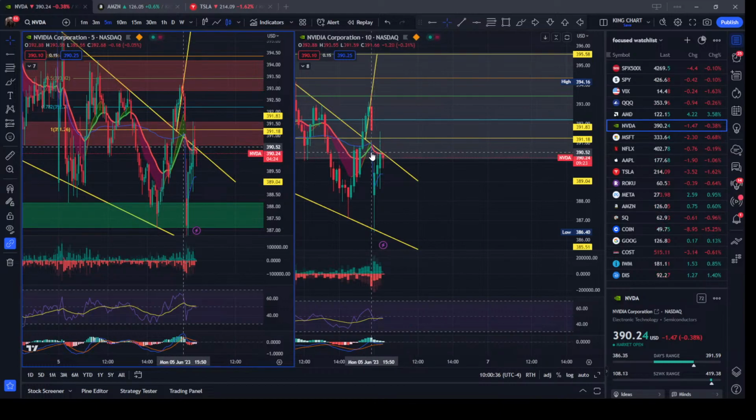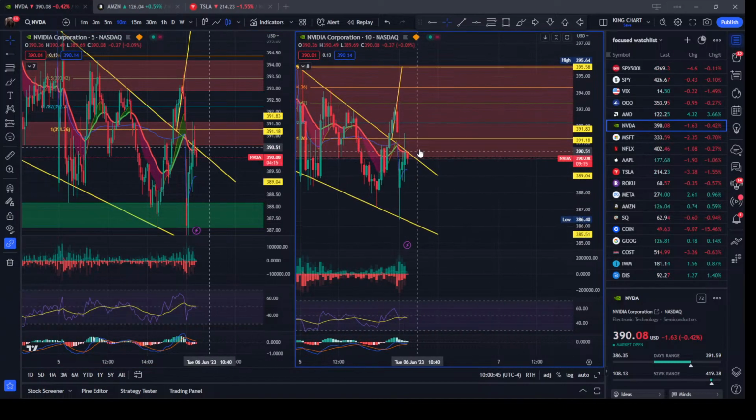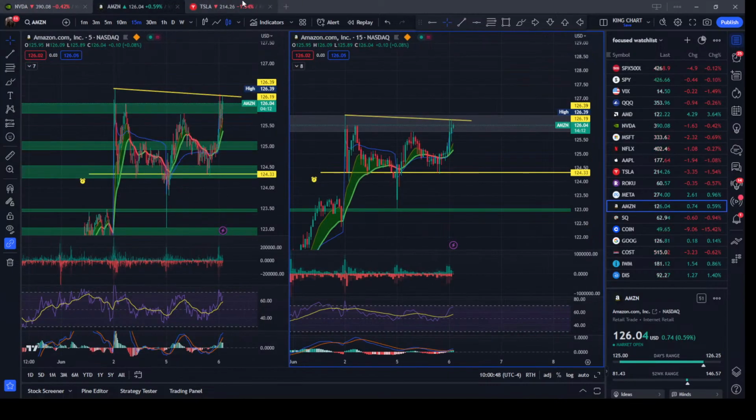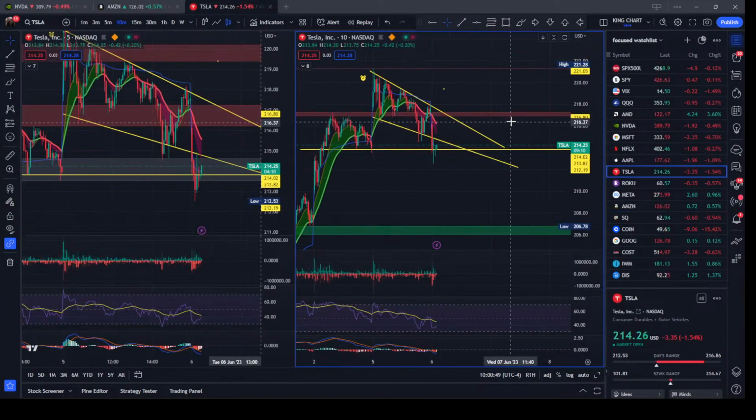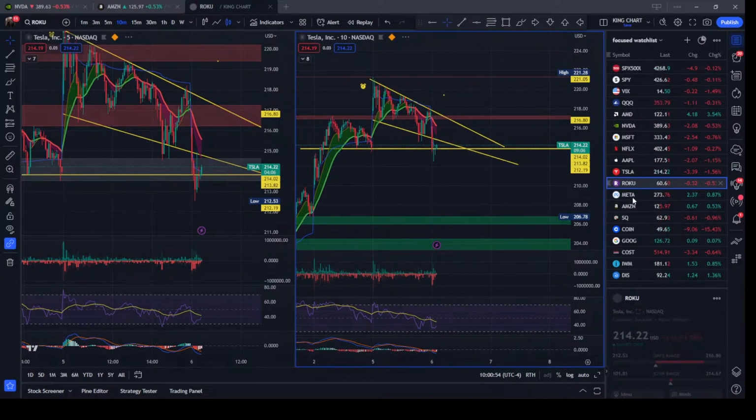Yeah, look how strong this 21 EMA is on the 15. 390.44. Super strong. That's why we have such a hard time breaking it. But once we break it, oof, the upside is there. Tesla kind of not doing anything for us right now.